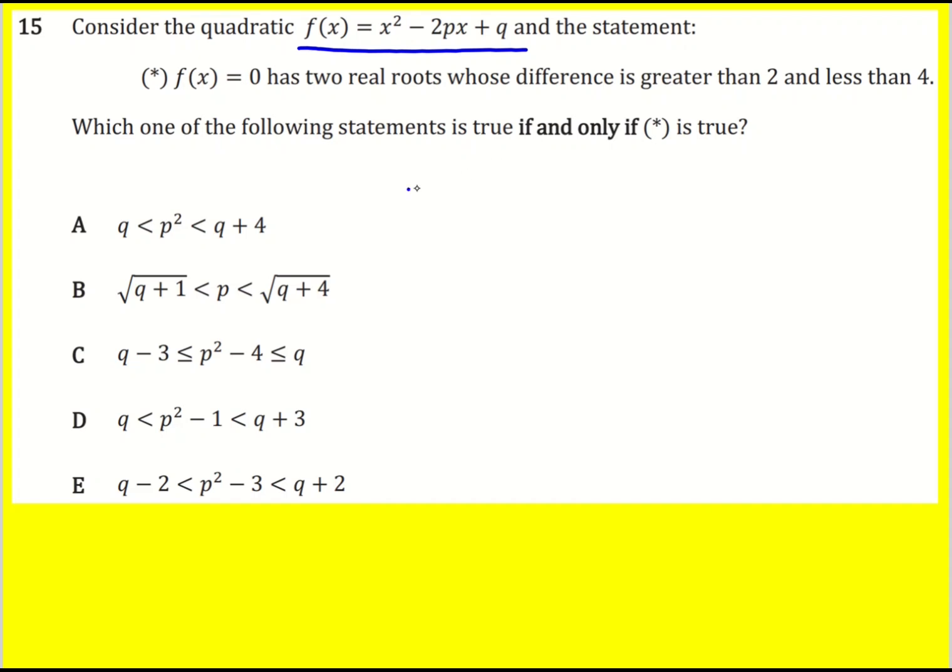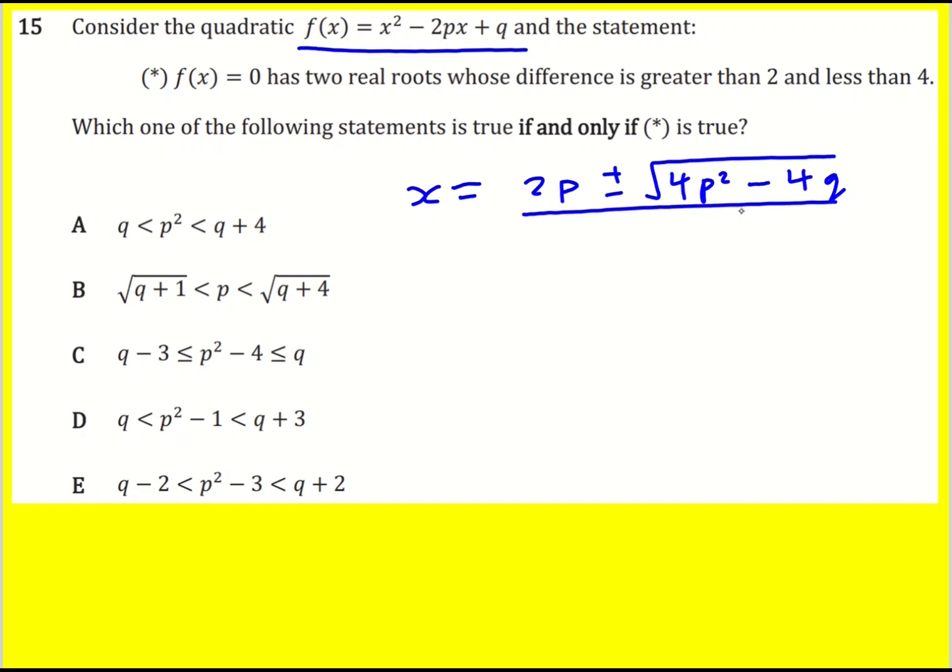That's going to give me x equals, I'm going to apply the quadratic formula here, 2p plus or minus the square root of 4p squared minus 4 times 1 times q, so 4q, all over 2. And then I want the difference to be greater than 2 and less than 4. Now, if I had, say, 2p plus or minus 3, I'm adding 3 to something and I'm minusing 3 from something. The difference is going to be 6. And I can use that idea here.